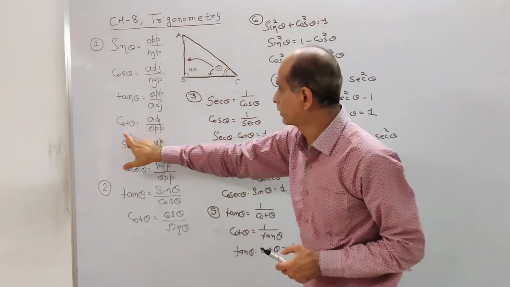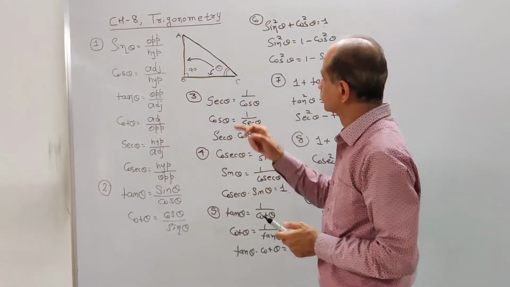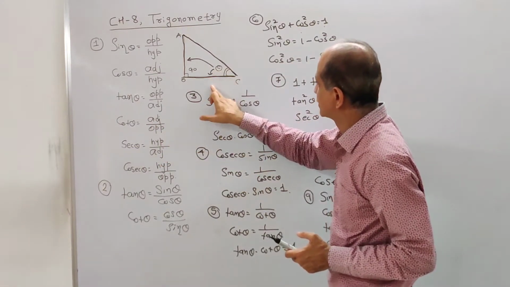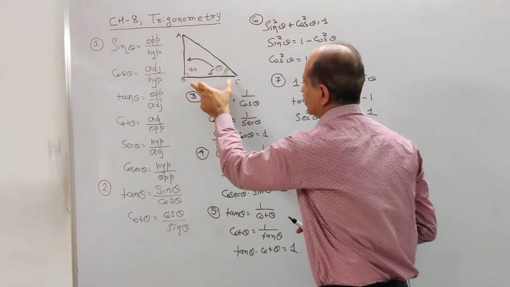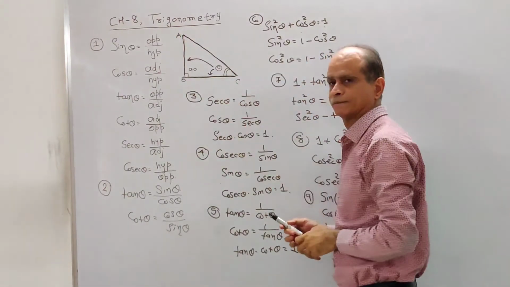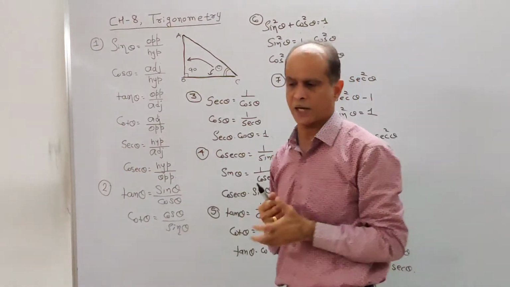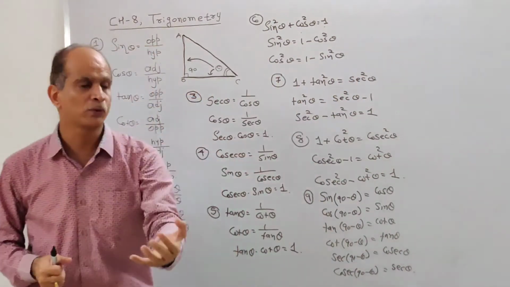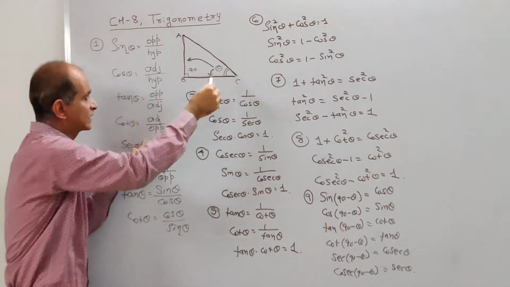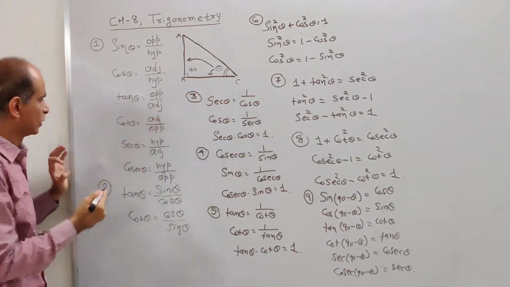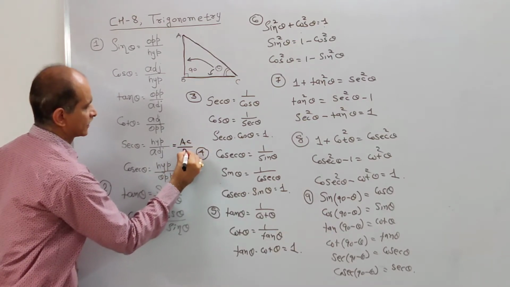Similarly, the fourth one, cot theta. Cot theta is equal to adjacent side upon opposite. Here the adjacent side to theta is BC and the opposite side is AB, so cot theta is equal to BC upon AB. Now the fifth trigonometric ratio is denoted by sec theta. Sec theta means hypotenuse upon adjacent. Hypotenuse means AC and adjacent side means BC. So sec theta is equal to AC upon BC.